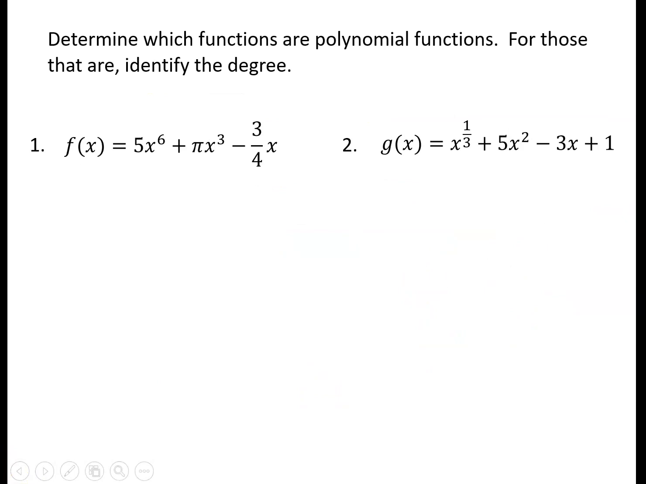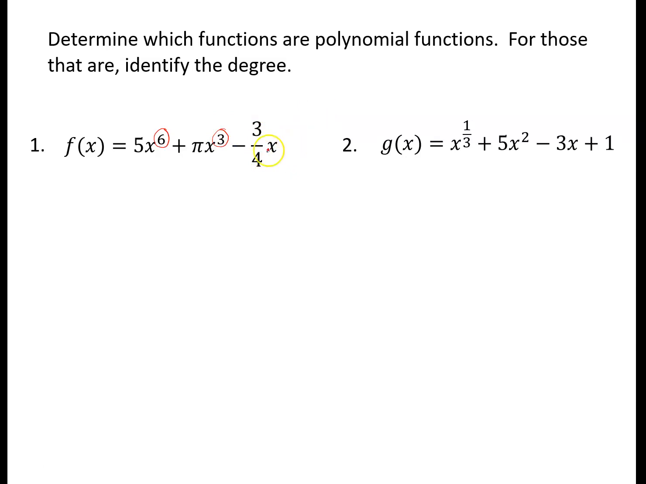So let's practice that concept with these problems. It says determine which functions are polynomial functions. So you can just answer yes or no. For those that are, identify the degree. So number 1, focus on the exponents on the variable. We start out here in our first term. We have x to the 6th. Our exponent is a 6, which is a whole number. The second term, the exponent is a 3, which is a whole number.